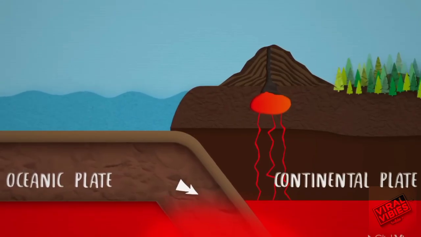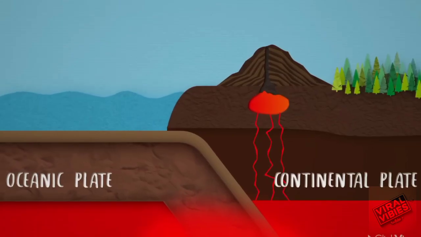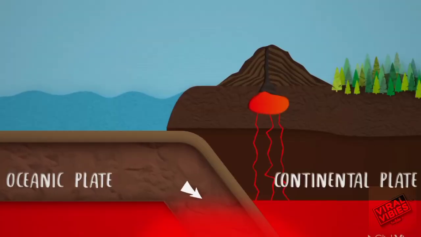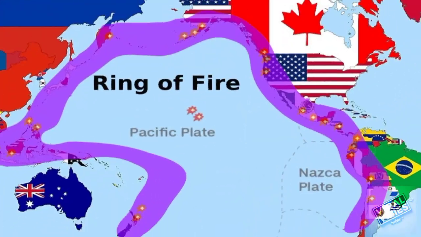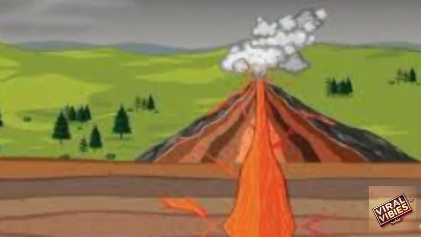The heavier oceanic plate sinks into the mantle, where it melts and forms magma. This magma is lighter than the surrounding rock, so it begins to rise toward the surface, eventually erupting as a volcano. A good example of this is the Ring of Fire, a horseshoe-shaped zone in the Pacific Ocean where the majority of Earth's active volcanoes are located.